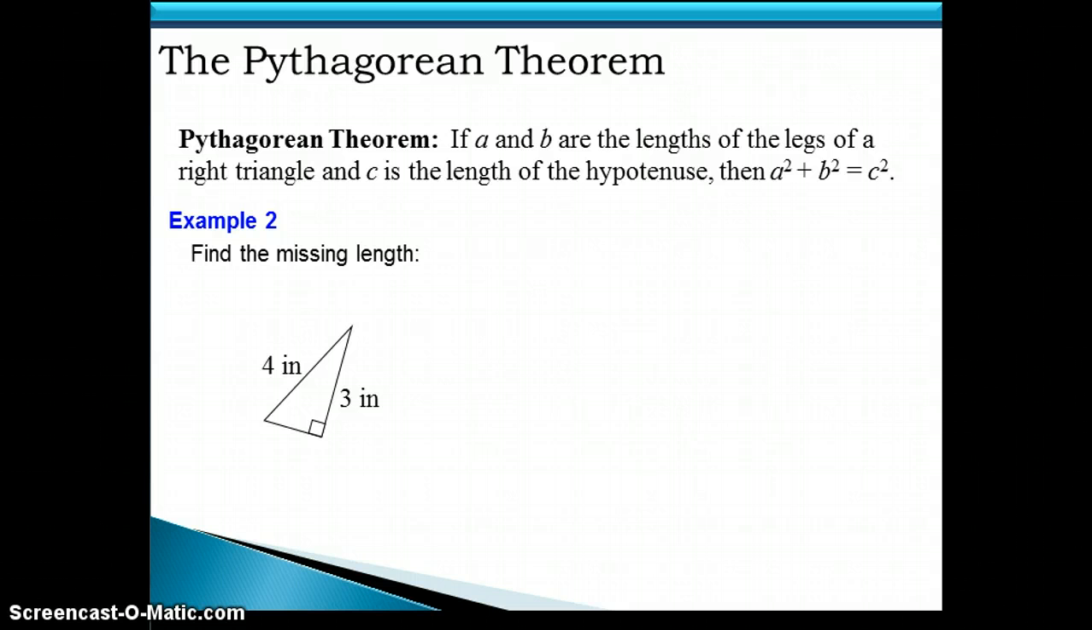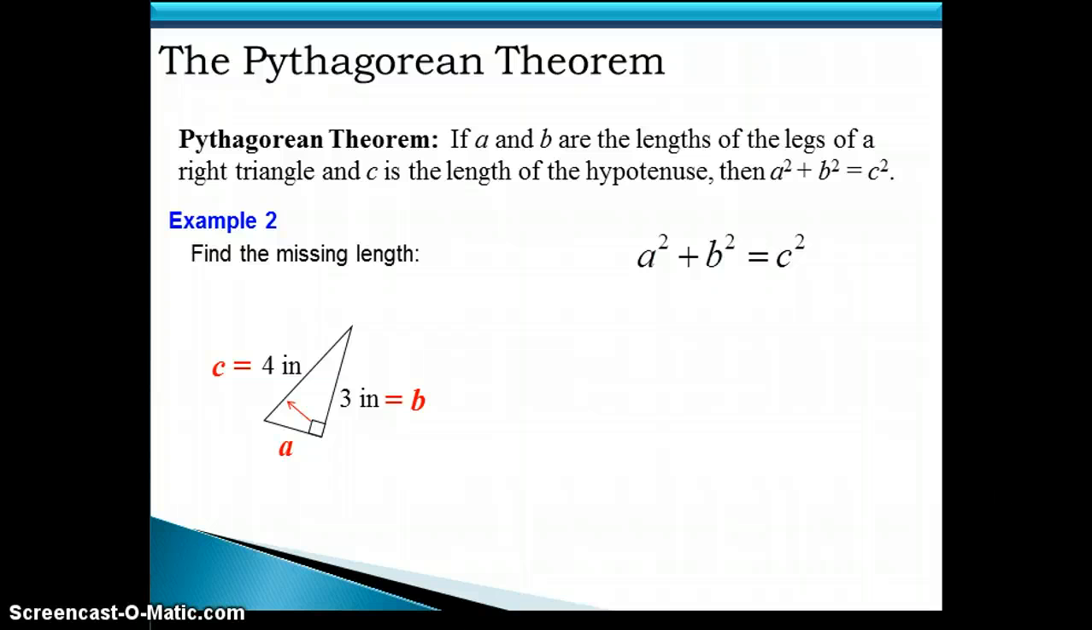Let's look at one more example. Here we want to find the missing length of this right triangle. So the side directly opposite of the right angle is the hypotenuse, so that's going to be our C. So C is equal to 4 inches. Then the other two sides which form the right angle will be our A, which is the missing side length, and B, which is 3 inches long.